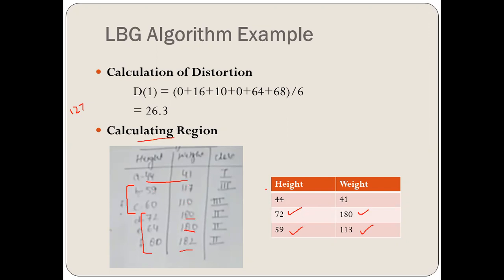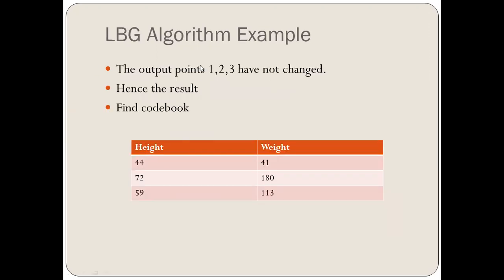So you can see these particular points are coming the same again. Earlier also this initial set was the same. So when we are getting the same output points and it is not changing, earlier also we got 44, 41, 72, 180 and 59, 113, and in the second iteration we got the same. So hence this is the final result. Height will be 44, weight 41. For the second region, height 72, weight 180. Height for this particular one is 59 and weight is 113. So this is how you are going to find out the output points, right?